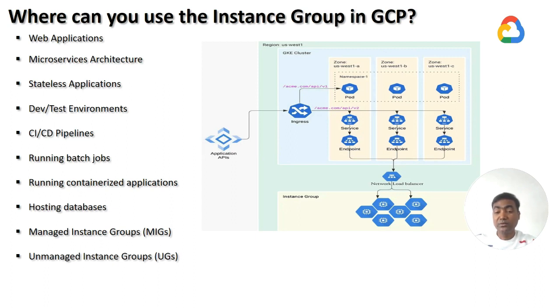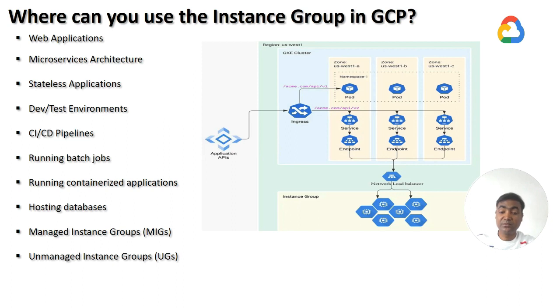Guys, you know instance groups are used to deploy and manage multiple instances of web servers that serve content to users, and a load balancer can distribute incoming traffic across the instances for improved availability and performance. Microservices architecture. In a microservices architecture, each microservice can be deployed in its own instance group. This allows for independent scaling of different parts of the application based on demand.